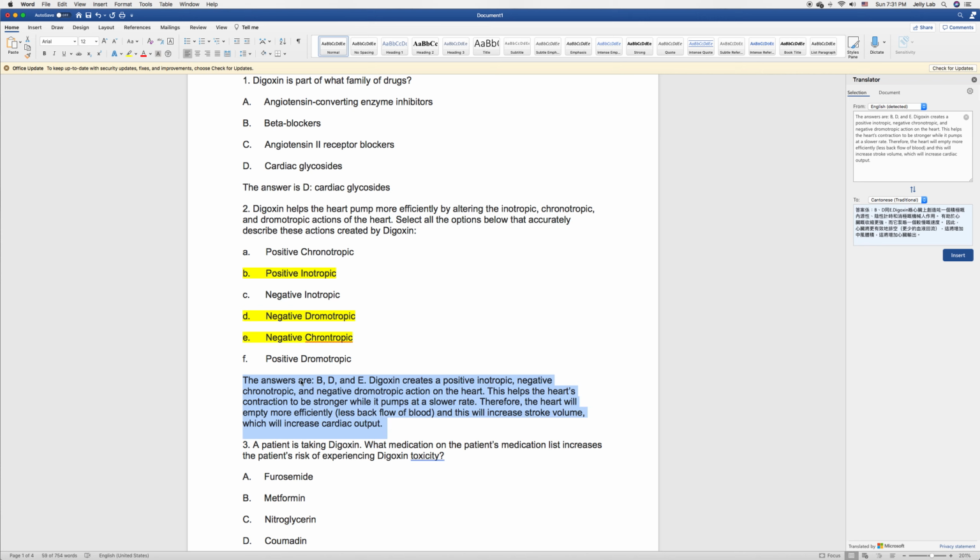The answers are B, D, and E. Digoxin creates a positive inotropic, negative chronotropic, and negative dromotropic action on the heart. This helps the heart's contraction to be stronger while it pumps at a slower rate. Therefore, the heart will empty more efficiently, with less backflow of blood, and this will increase stroke volume, which will increase cardiac output.